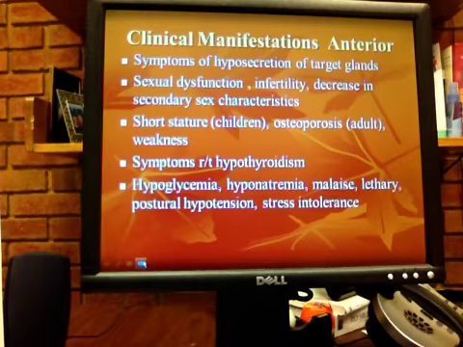If it affects the ACTH, you may see things like hypoglycemia, hyponatremia, malaise, lethargy, postural hypotension, stress intolerance, which produces frequent colds and frequent infections. Remember your adrenocorticotropic hormone, also called corticotropin, stimulates the adrenal cortex to release its hormones, and so the adrenal cortex hormones help facilitate appropriate responses in these areas.